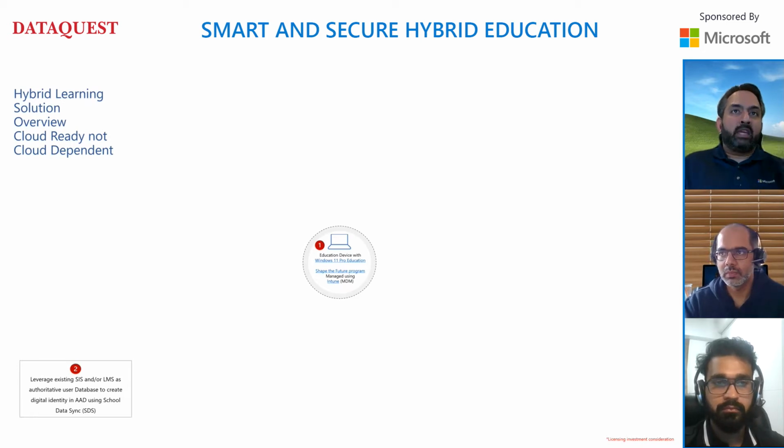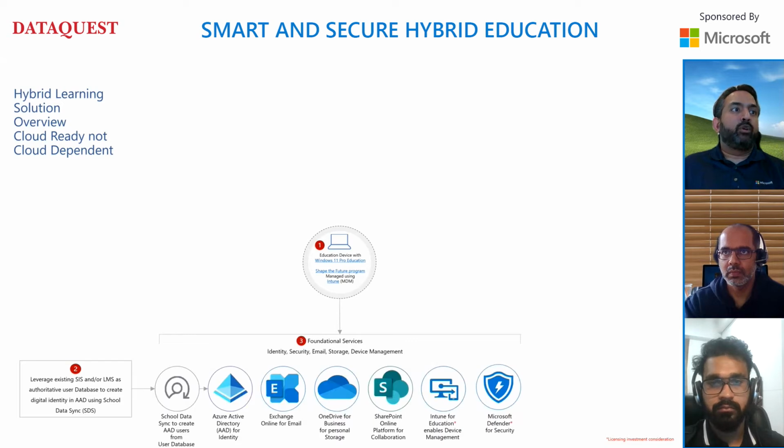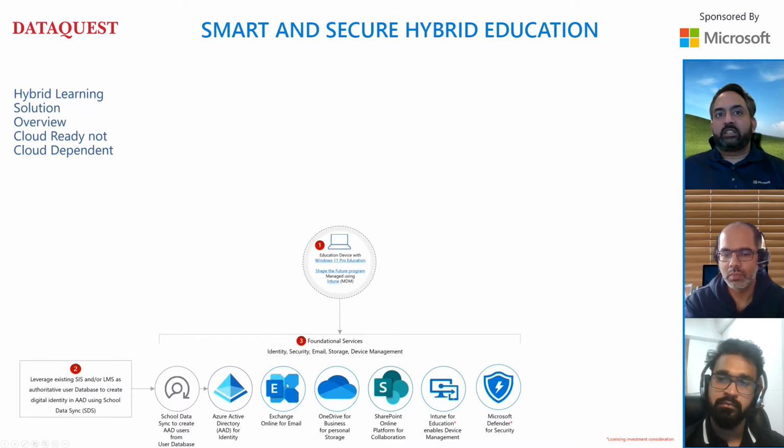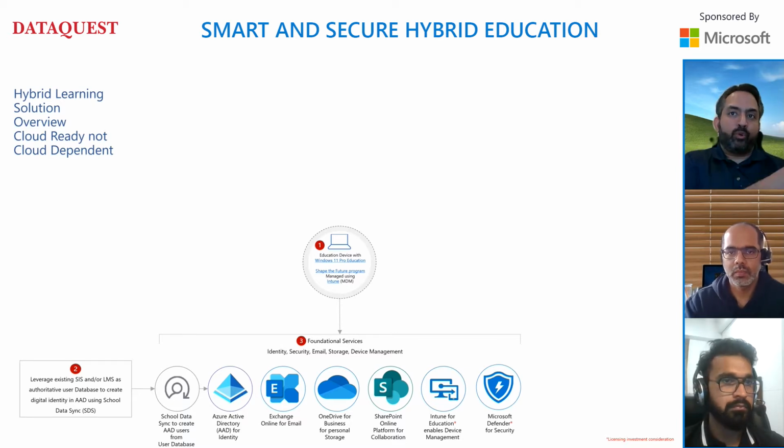We are then making sure that we know who you are, who's accessing this environment, by looking at your existing LMS or SIS, and we are creating an authoritative digital identity database in our Azure Active Directory, which then enables us to have all the different services like mail, storage, collaboration platform, Intune, Microsoft Defender for security. All of that happens when I know who you are and which device you're coming in from. And we'll talk a little bit about this through the demos as well.